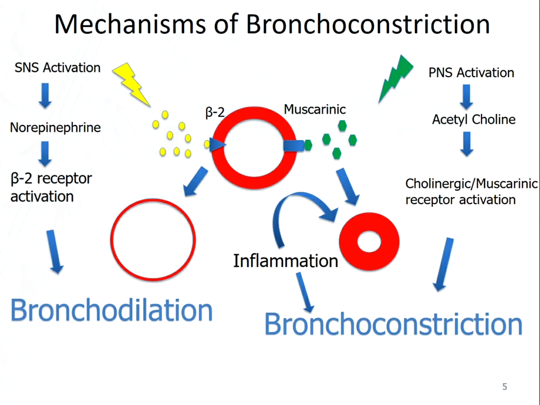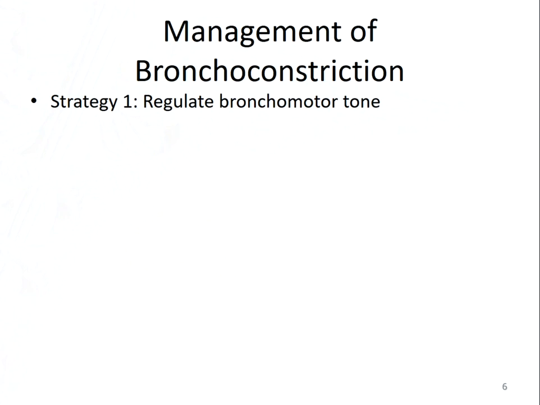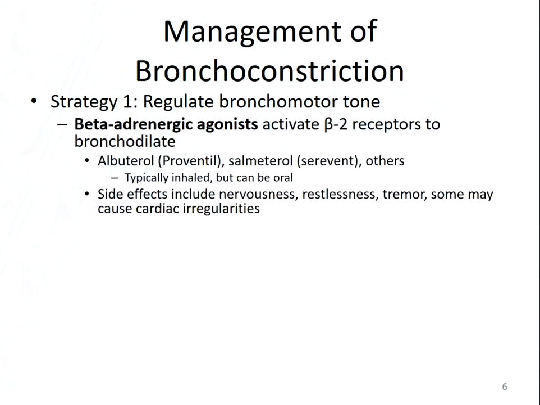So if we wanted to manage bronchoconstriction, we can take advantage of these different pathways and the drugs that we have that can control different aspects of these pathways. So the first strategy would be to regulate bronchomotor tone, and we can do that in two ways. Number one, we can use beta-adrenergic agonists. So these are going to be drugs that activate those beta-2 receptors in order to bronchodilate. So albuterol is the classic example of this. They're typically inhaled, but they can be oral.